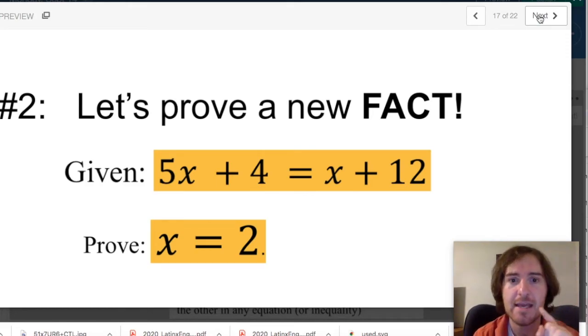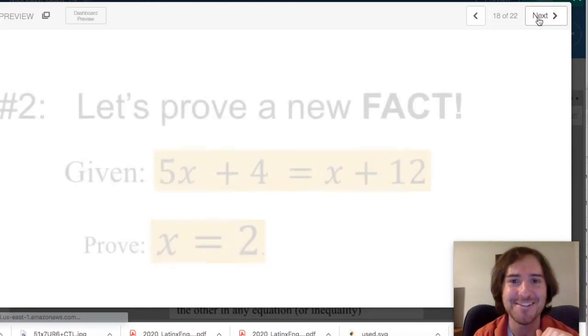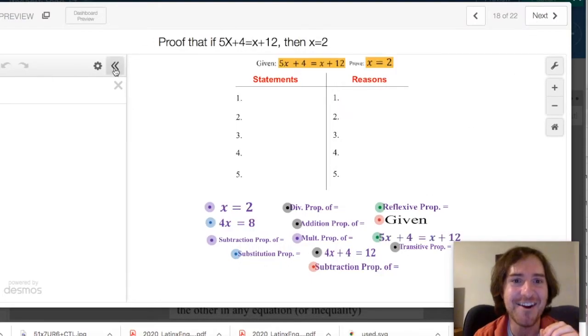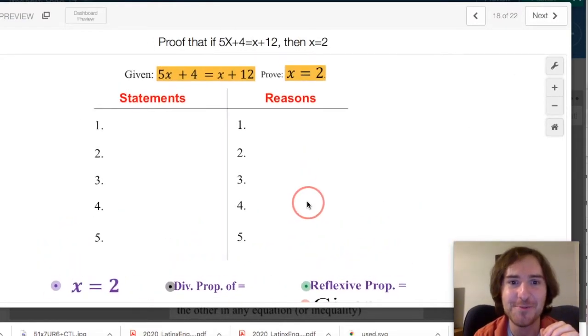Let's prove a new fact. We got a new equation, my friends. We want to prove this, x equals 2. Hopefully it's the right equation this time. Hopefully I didn't screw things up here. I'm going to collapse this and move this up here. Given is this, prove that.